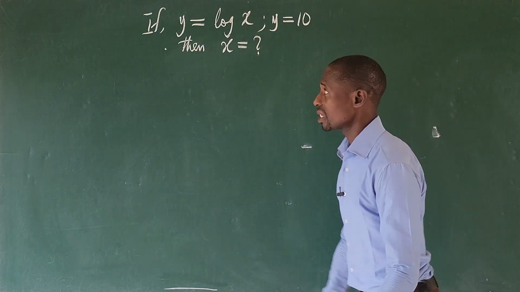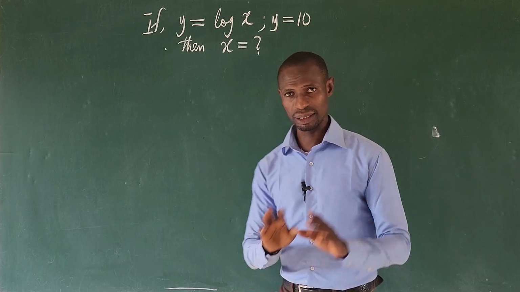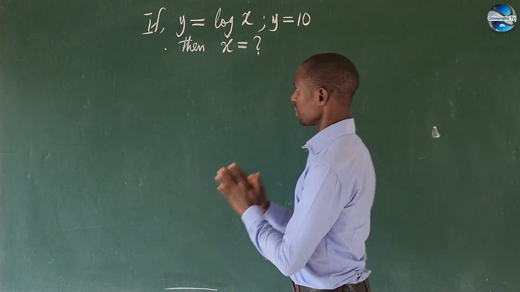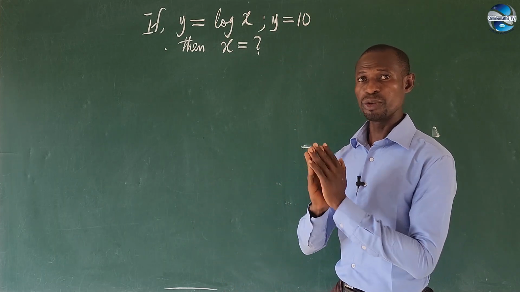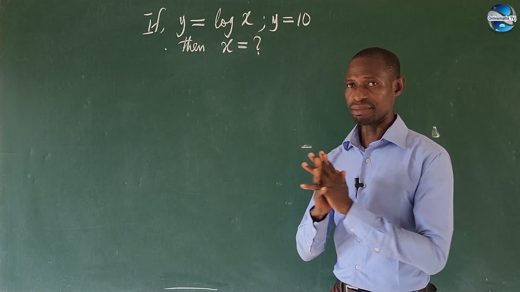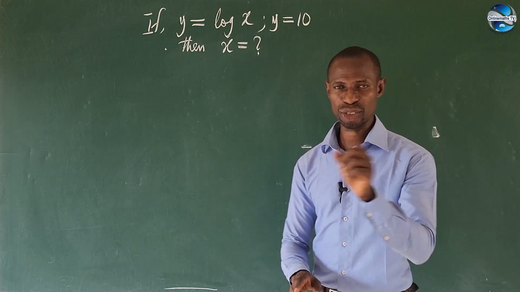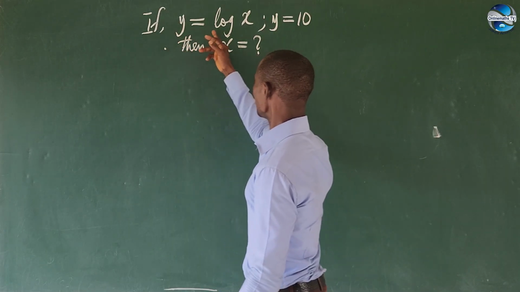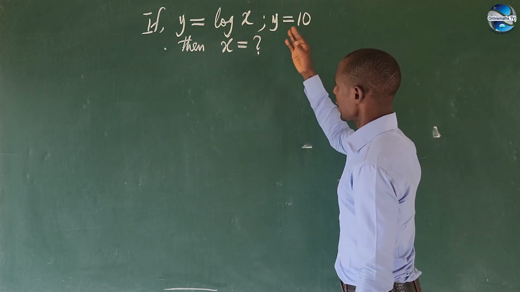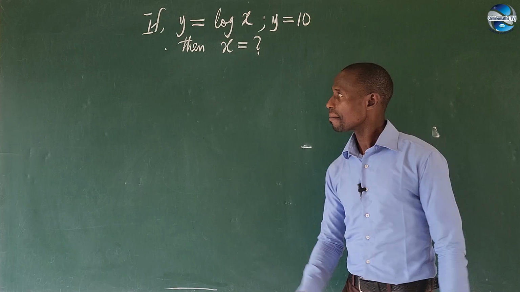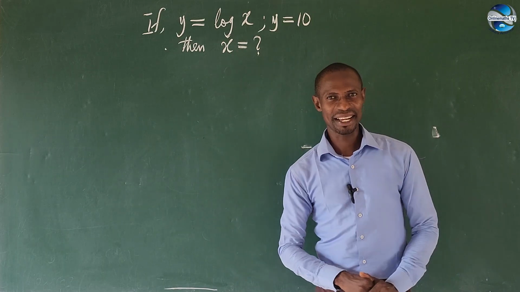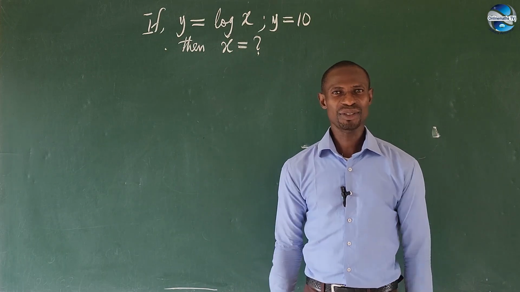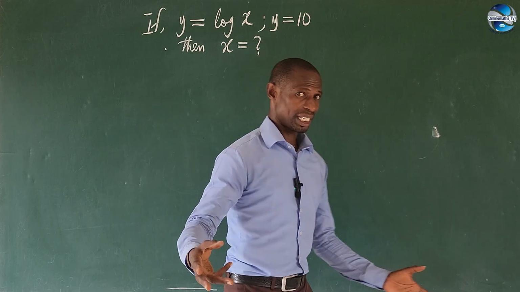Today we have this simple challenge for us here, but not as simple as you may think, because if you're not careful enough, you may make some simple mistake that will lead to the wrong answer. Now the question is, if y is equal to log x and y is given to be 10, then what is the value of x here? Easy, right? But let's go into solving this and see if it is actually easy.